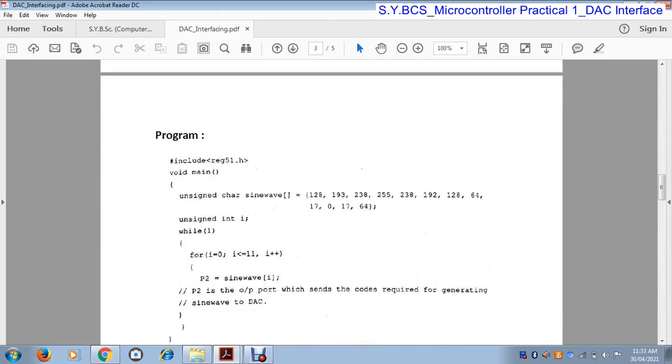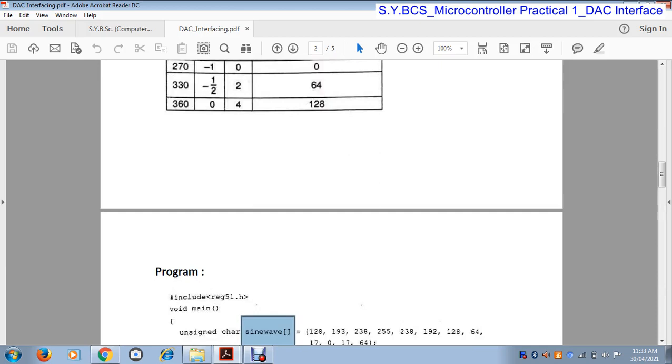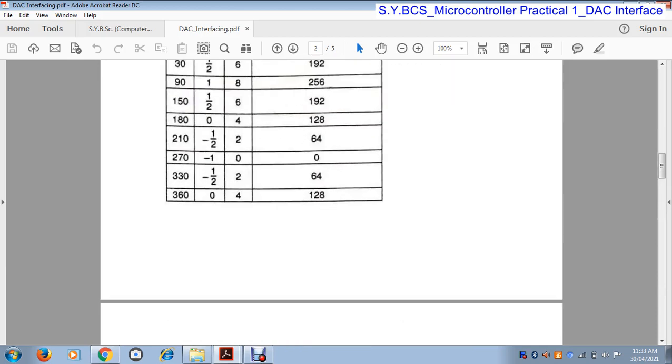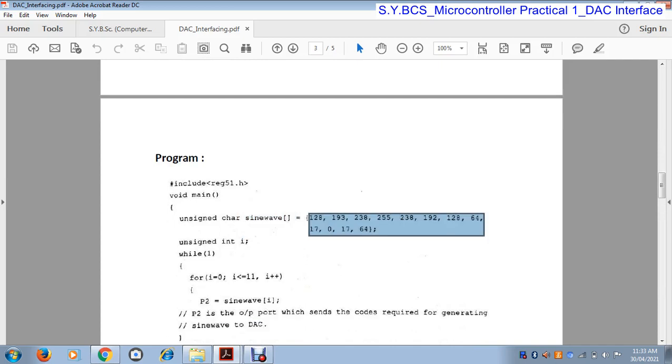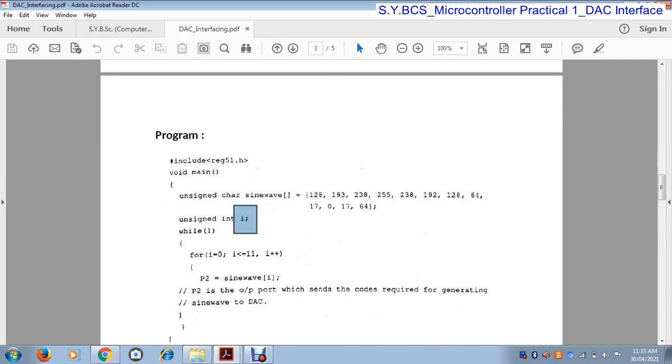Once again I repeat: here #include reg51.h. This is the header file of the 8051 microcontroller. Here we write a main function. Within the main function we write an array of these step sizes. So these step sizes are defined in an array. Then we take another variable which is an integer. Then we write a while loop because we have to generate a continuous sine wave.